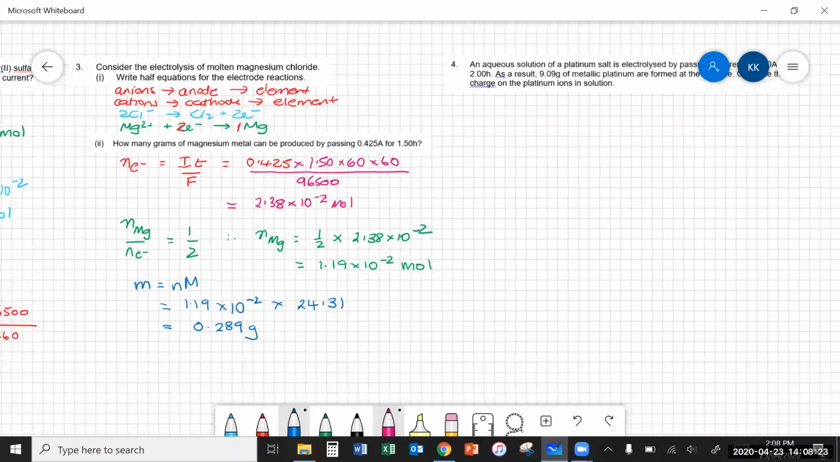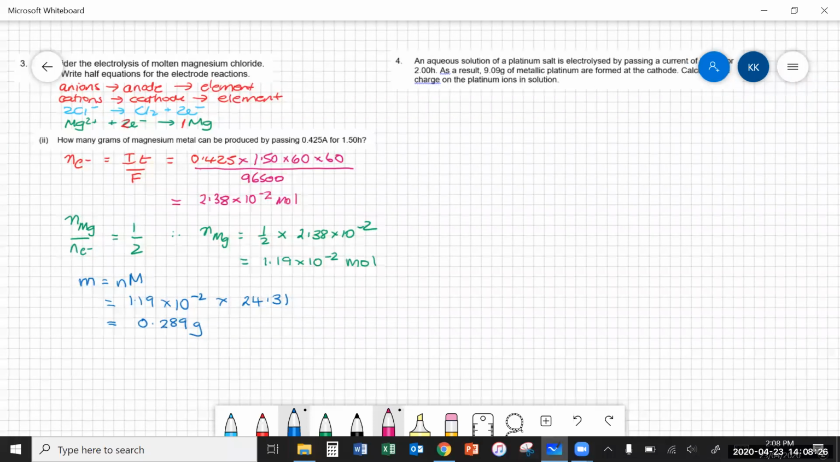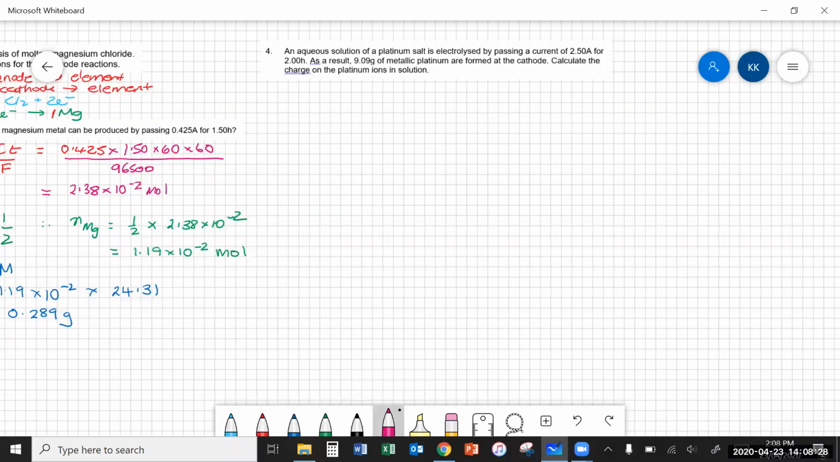Final type of question, the nasty. This is the one where we really find out who knows their stuff. This is where you are asked to find the charge on an ion when you're given some electrical data and some mass data. In the first example, we worked from the electrical data through to the mass data. In the second one, we went from the mass data back to the electrical data. This one, we start at each end and kind of work into the middle.